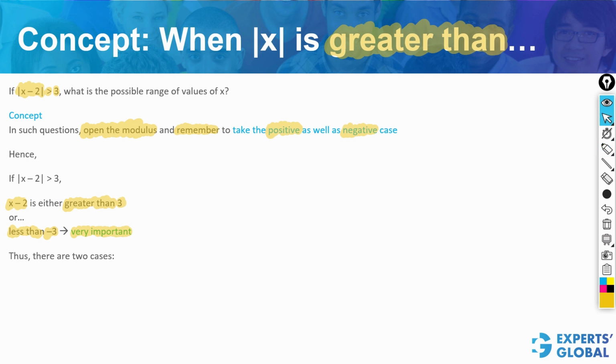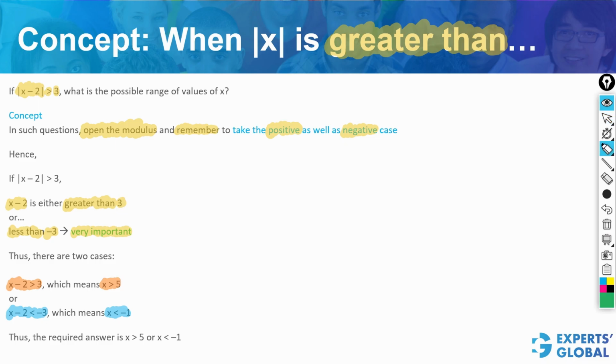Therefore, there are two cases. This is the first case where x minus 2 itself is greater than 3, suggesting x is greater than 5. And the second case is when x minus 2 is less than minus 3, suggesting that x may also be less than minus 1. Therefore, the required ranges are these two. Both these ranges satisfy the given inequation.